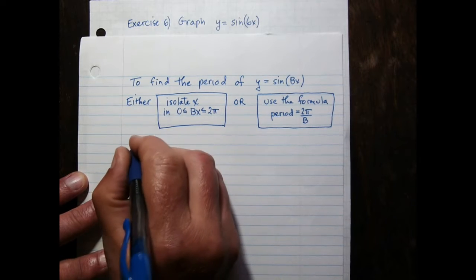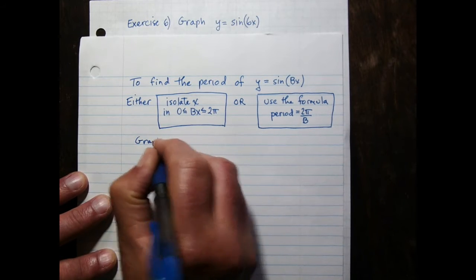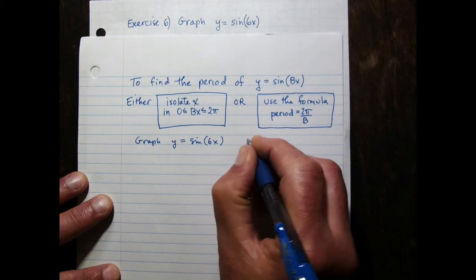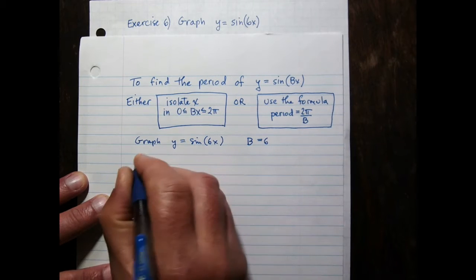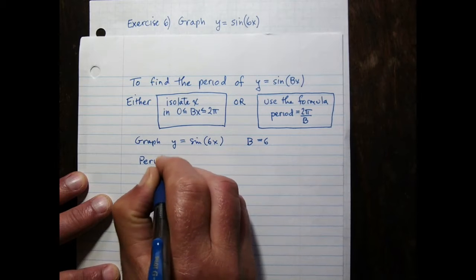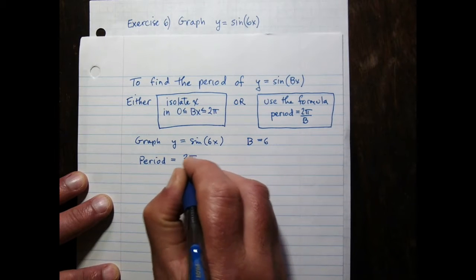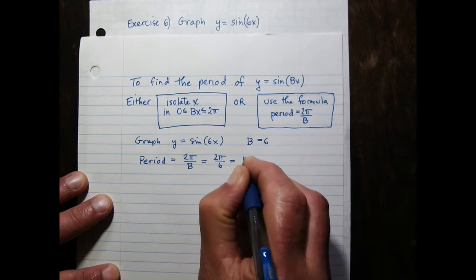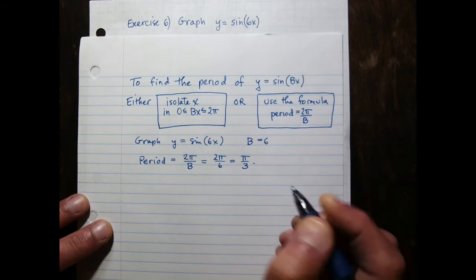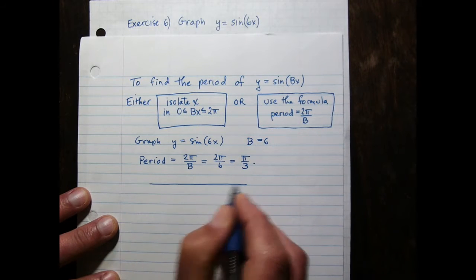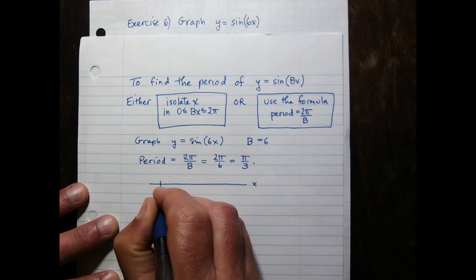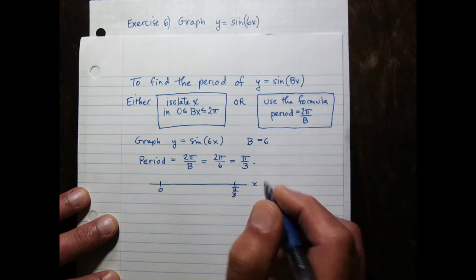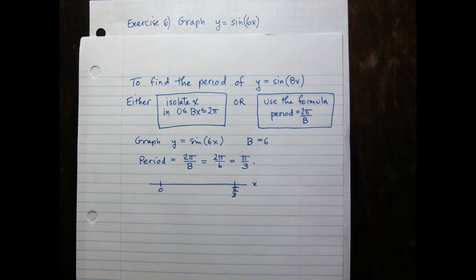So here the problem is that we want to graph y equals sine of 6x. And so our b value is 6. So the period is going to be 2 pi over b, which is 2 pi over 6. And that reduces to pi over 3. So I have this picture of a piece of the x-axis from 0 to pi over 3 being one period of the function.